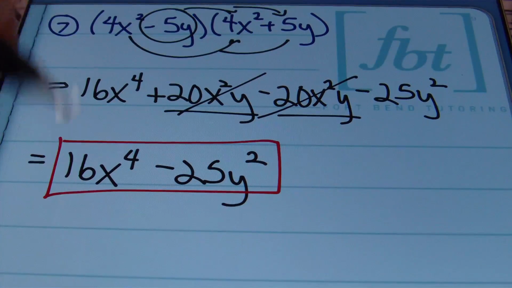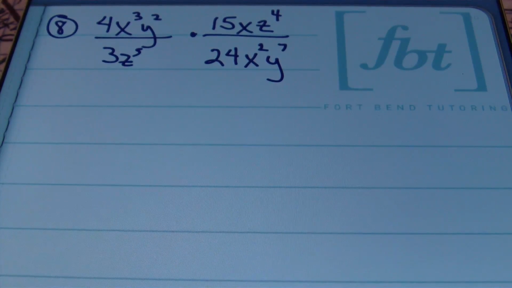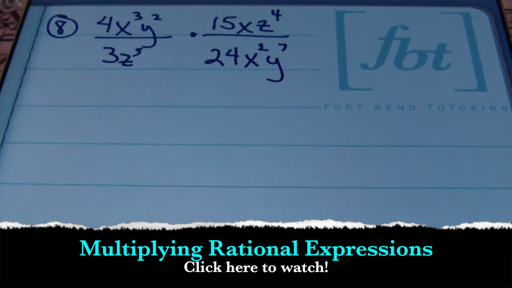Red boxing it. Okay, ladies and gentlemen, we're on to our last and final problem for this tutorial for simplifying algebraic expressions. Here we have problem number 8. And yes, we are multiplying rational expressions. But sometimes, depending on the textbook, they'll give you a problem like this and say, simplify. So we're simplifying an algebraic expression. But if you want to see more problems like this, check out our video called Multiplying Rational Expressions. All right, so here we go.